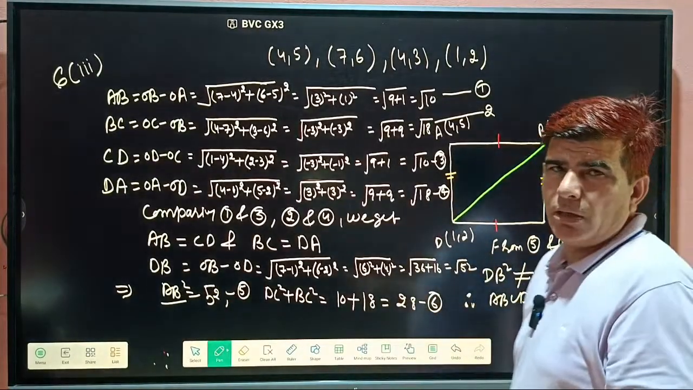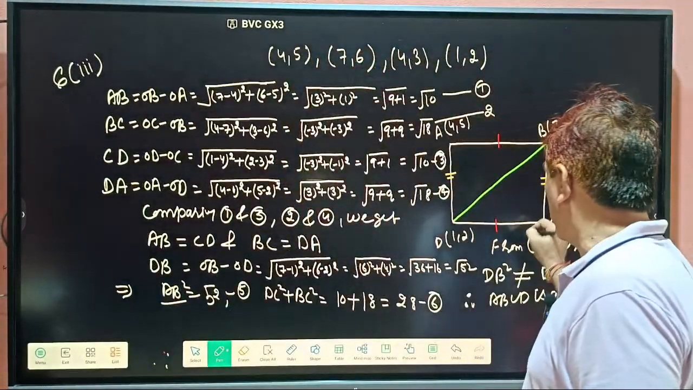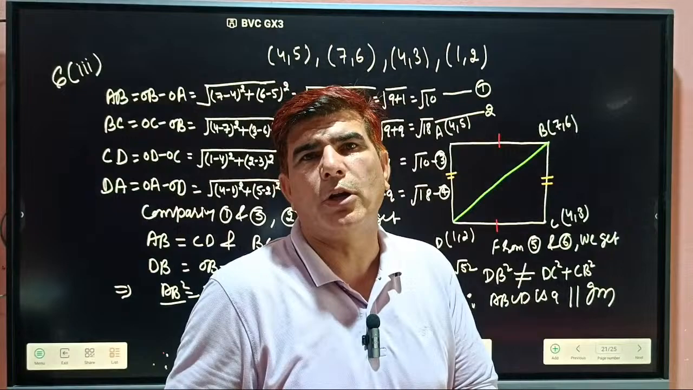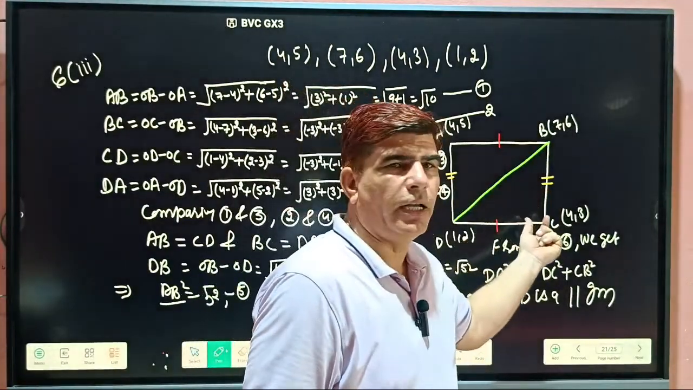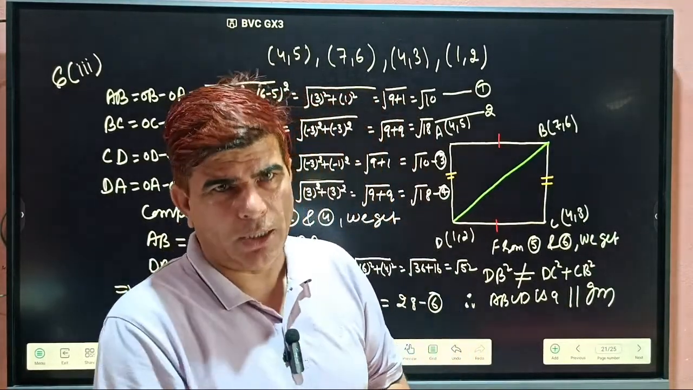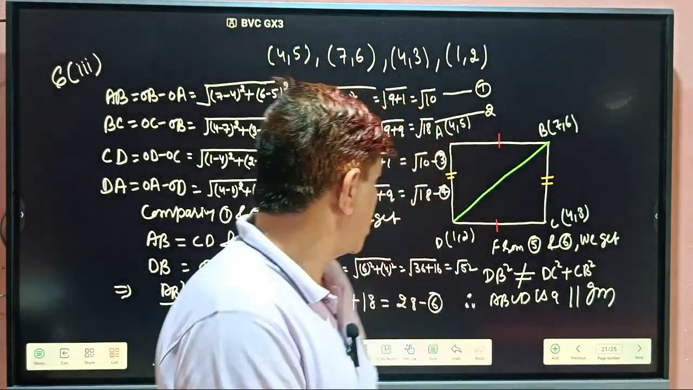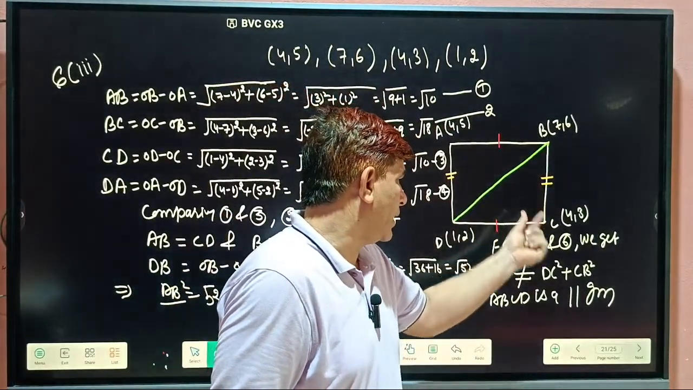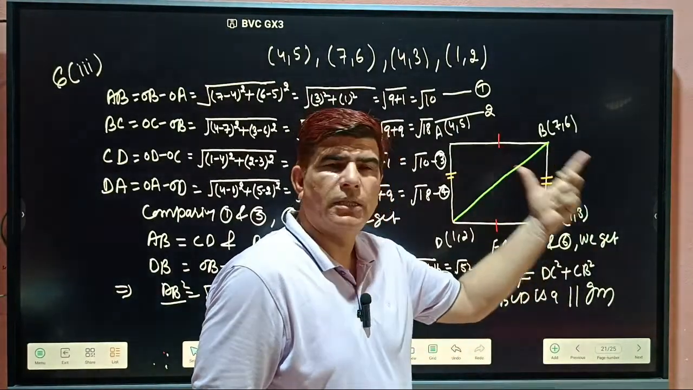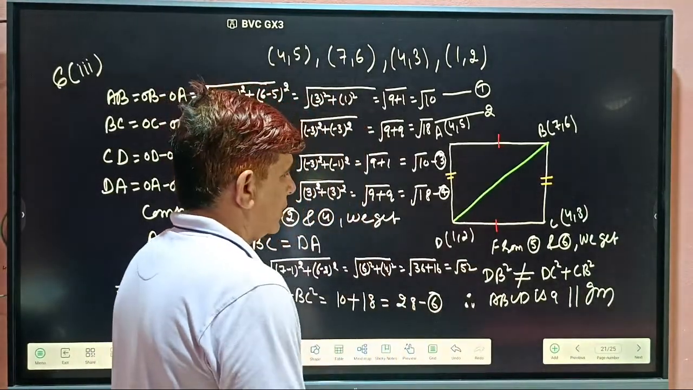So opposite sides are equal. So either it is a parallelogram or it is a rectangle. But this angle is not 90 degrees. So definitely we can say ABCD is a parallelogram, not a rectangle. If this angle becomes 90 degrees, then we can say ABCD is a rectangle. All rectangles are parallelograms, but all parallelograms need not be rectangles. Understood? And when this is a 90 degree angle, this satisfies the condition DB square equal to DC square plus CB square. So I think you understood. I told each and every part of this question.